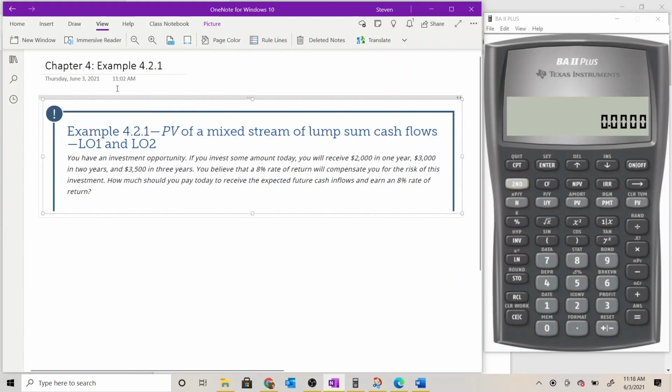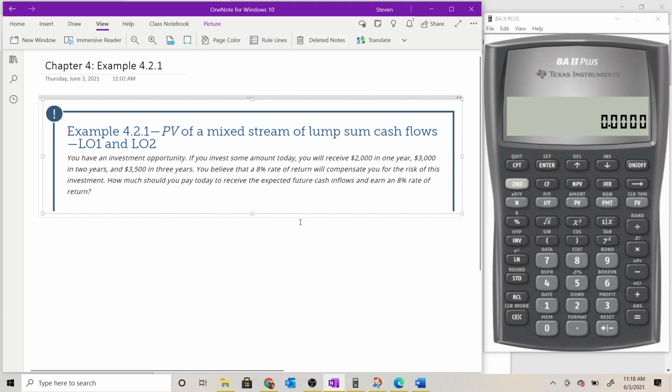Example 4.2.1. The setup for this one says you have an investment opportunity. If you invest some amount today, you will receive $2,000 in 1 year, $3,000 in 2 years, $3,500 in 3 years. You believe that an 8% rate of return will compensate you for the risk of this investment. How much should you pay today to receive the expected future cash flows and earn an 8% rate of return?